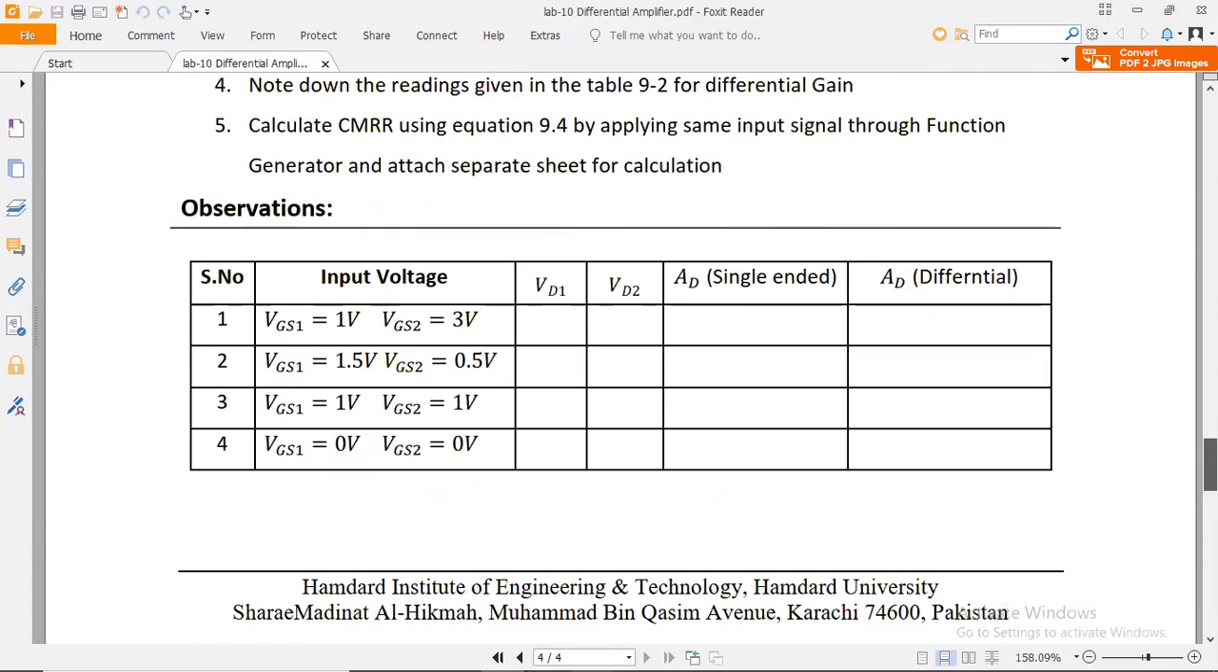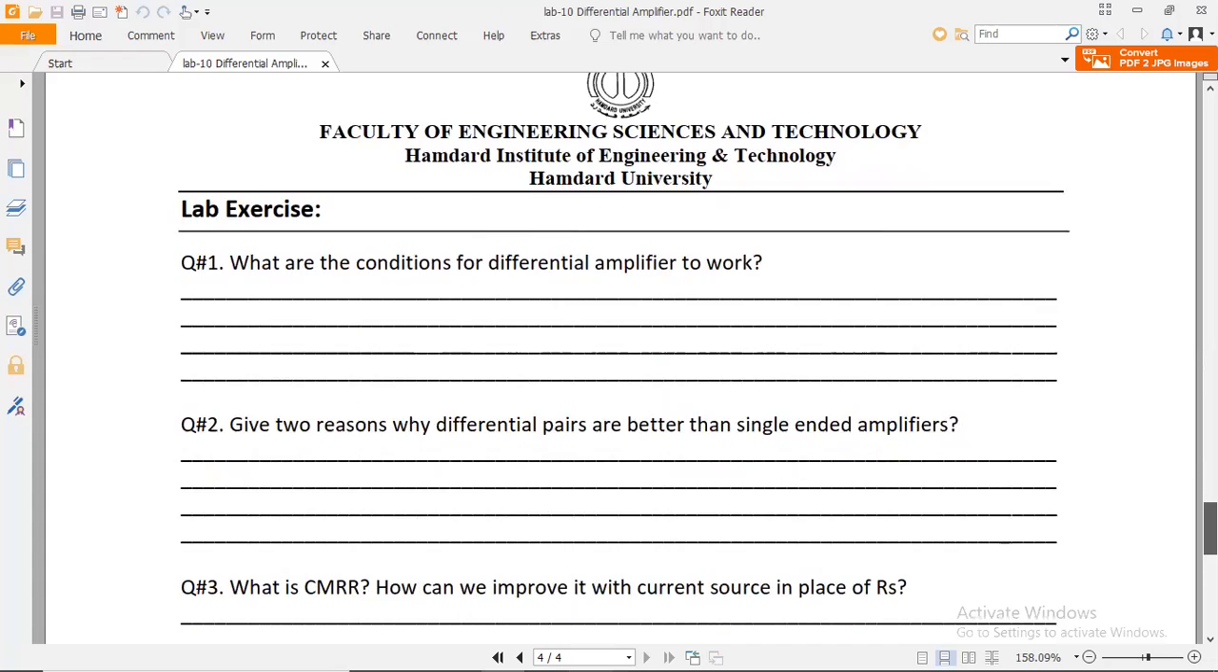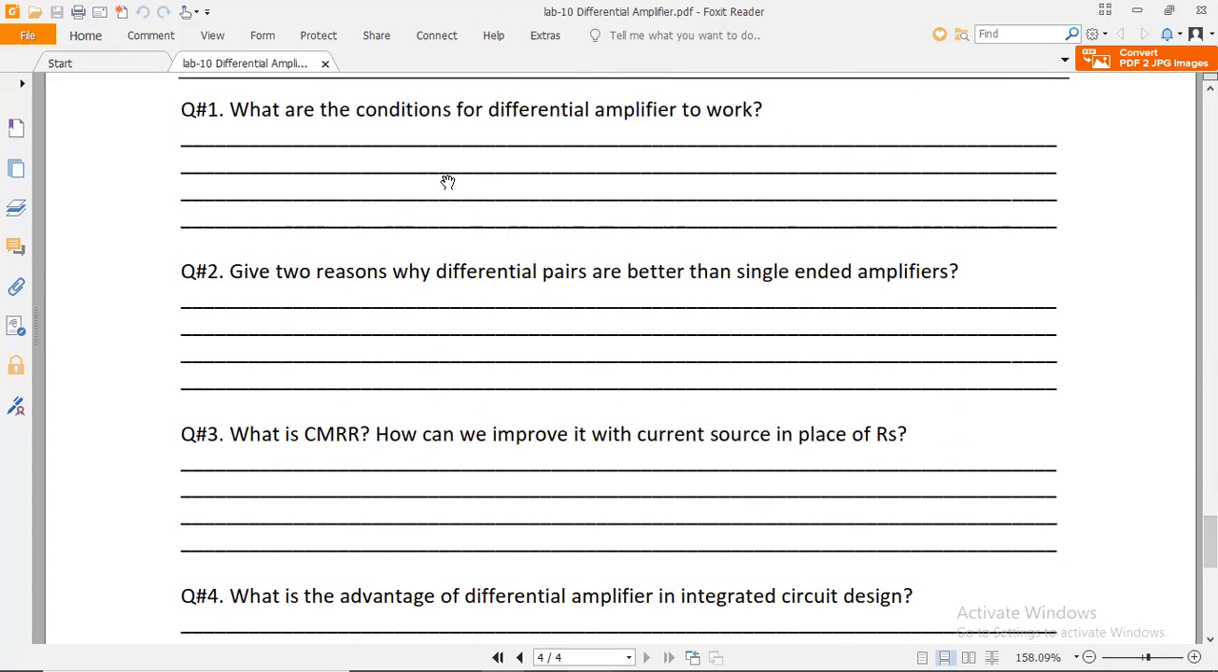After the observation column is filled comes the lab exercise task. What are the conditions for a differential amplifier to work? On which condition does a differential amplifier work? The answers to these questions and topics were already covered in previous sessions: the differential amplifier works in 3 modes, single mode, differential mode, and common mode, and you can write these things in detail in this answer. Give 2 reasons why differential pairs are better than single-ended amplifiers. You should mention 2 reasons here for why a differential pair can be used.